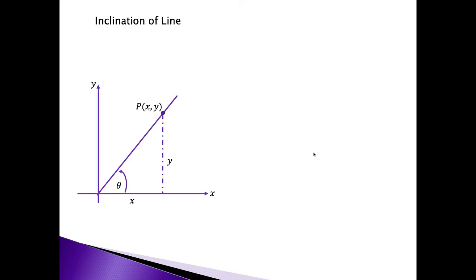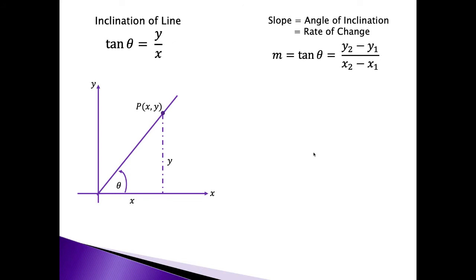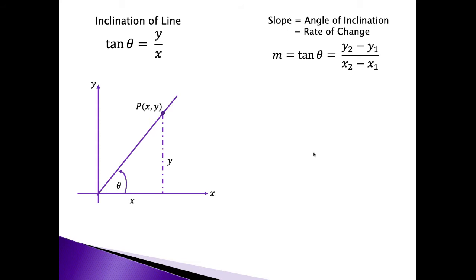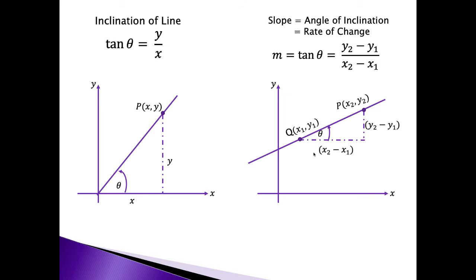When we're talking about the inclination of a line, what we're talking about is the tangent of that angle, so y over x. The slope, or the angle of inclination, is the same thing as the rate of change. So the slope is the tangent of theta equals the change in y, so y2 minus y1 over x2 minus x1. Most of you have seen this since high school. So if we take points P and Q, we're looking at the change in our y variable, y2 minus y1 over x2 minus x1 equals the tangent of theta.